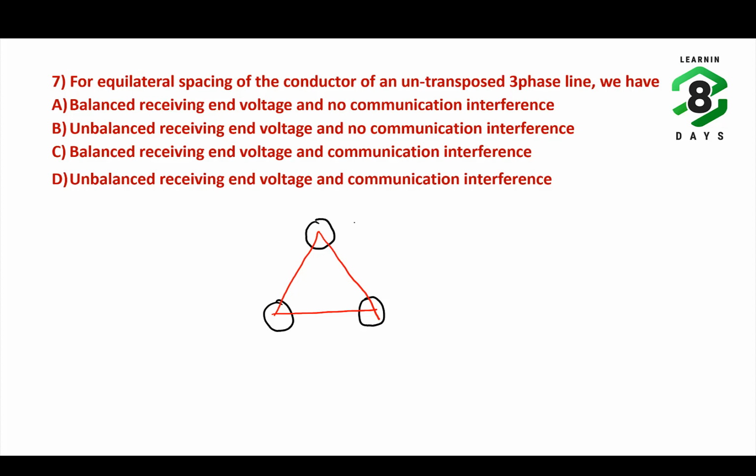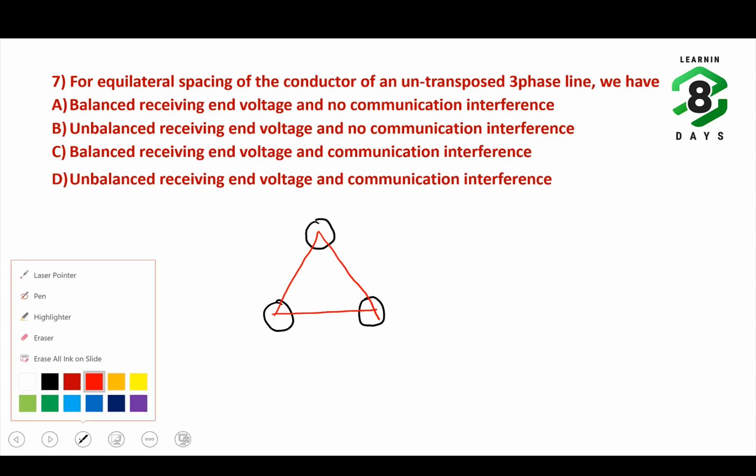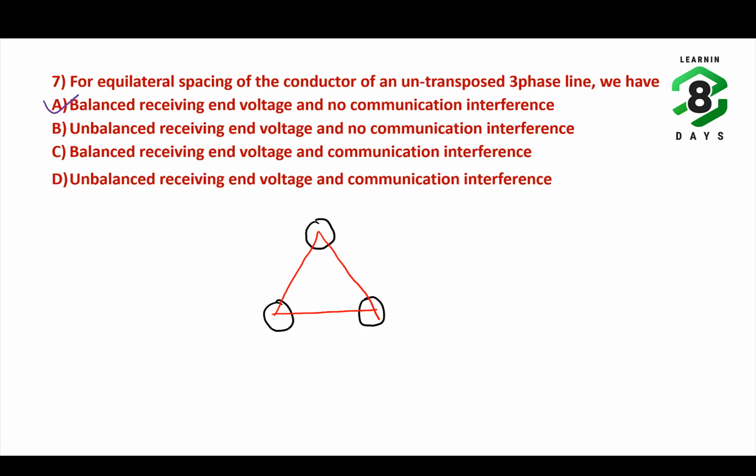So in this case, if your power system is balanced and operating under normal operating conditions, then your sending end voltages are balanced, your receiving end voltages are balanced, the drops in the transmission lines are the same, and there is no communication interference. So what is the right option in this case? Option A is the right option. You will get balanced receiving end voltages and there is no communication interference.